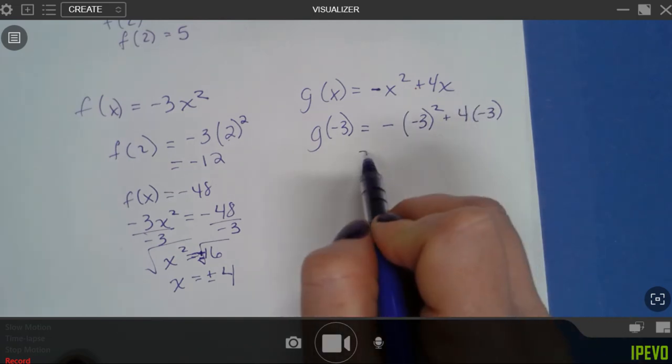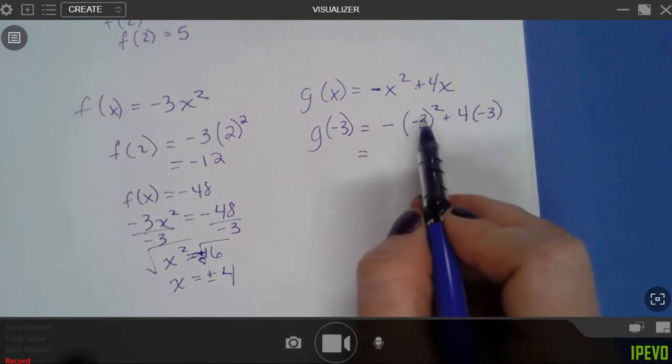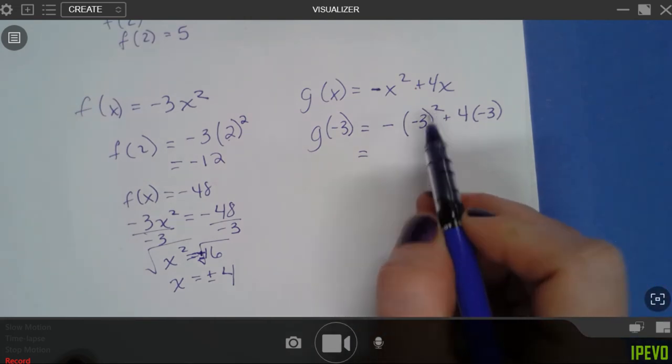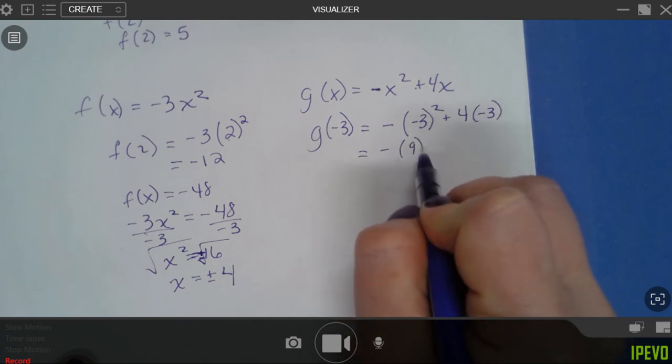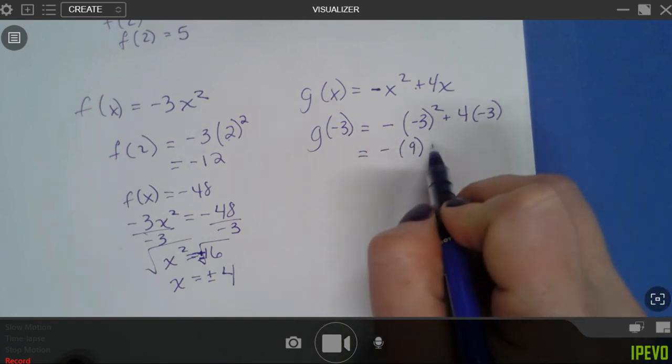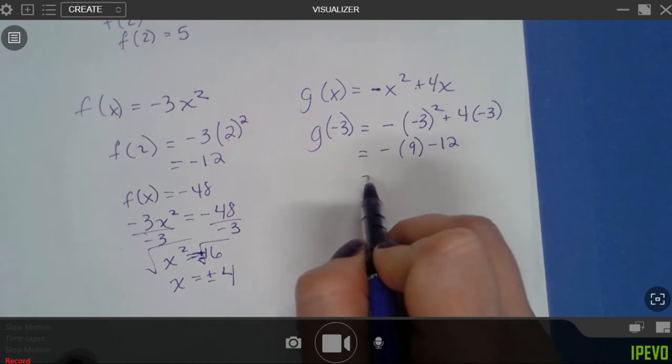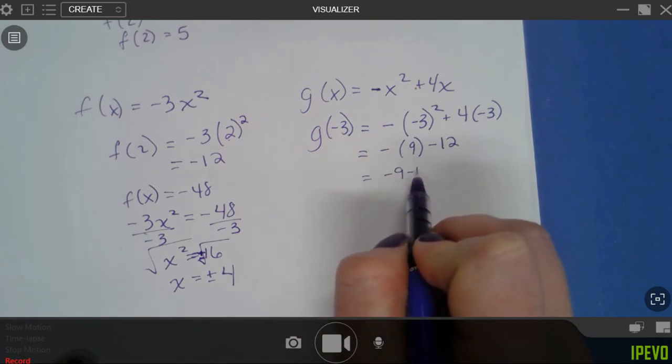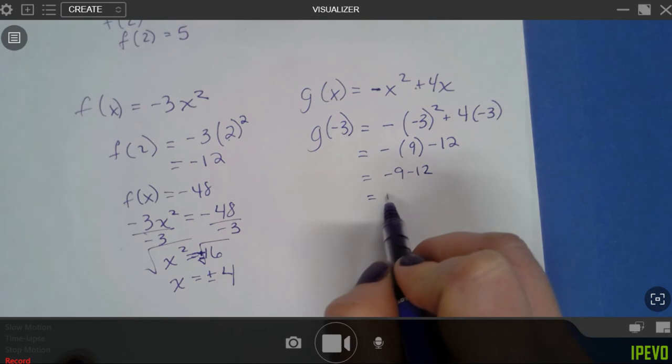Be very careful with your negatives. So negative 3 times negative 3 makes a positive 9. And 4 times negative 3 is negative 12. So we have negative 9 minus 12, so that equals negative 21.